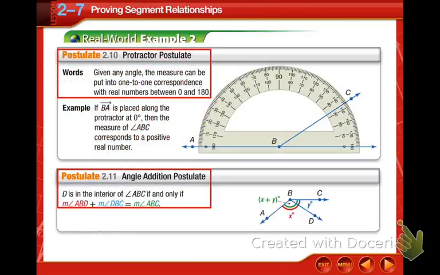Alright, so here's a couple more postulates. The protractor postulate says, given any angle, the measure can be put into one-to-one correspondence with real numbers between 0 and 180. And D is in the interior of angle ABC, if and only if the measure of angle ABD plus the measure of angle DBC is equal to the measure of angle ABC. And you can see the picture there. Everything's marked in the colors that go along with it.